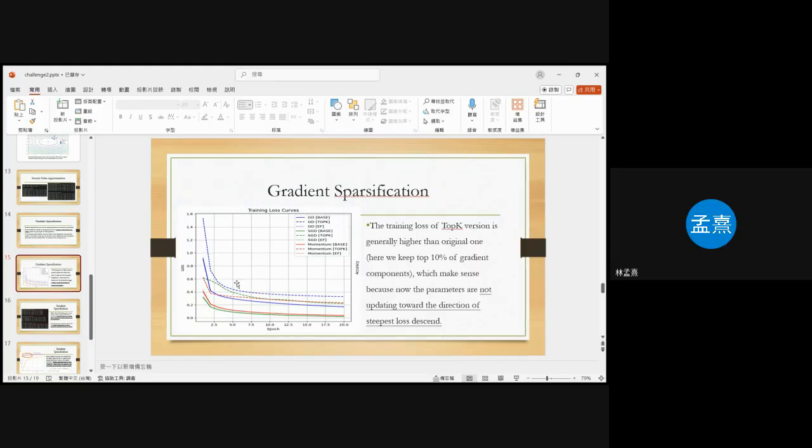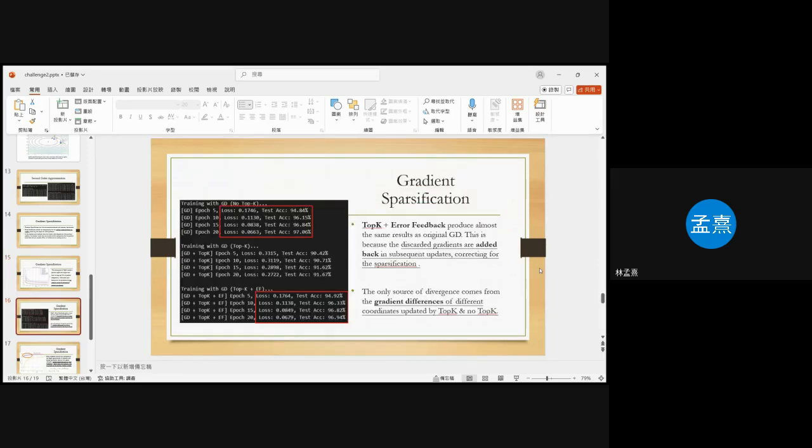The top K version has a much higher loss than the original one. This makes sense because the parameters are not updating toward the direction of steepest loss descent. And this slide shows that top K plus error feedback produces almost the same result as the original one without top K.